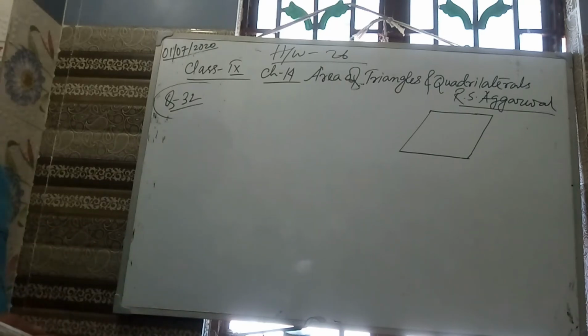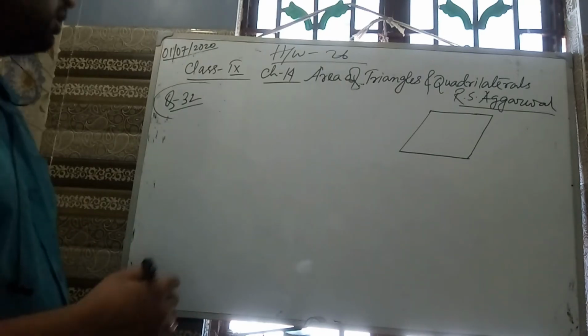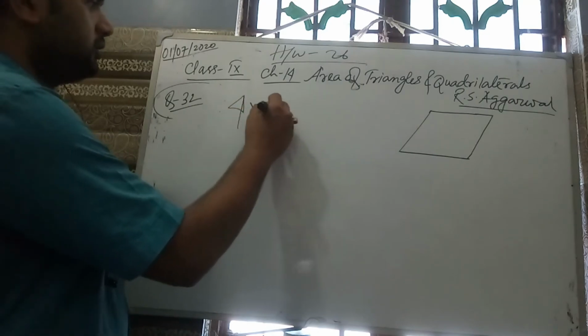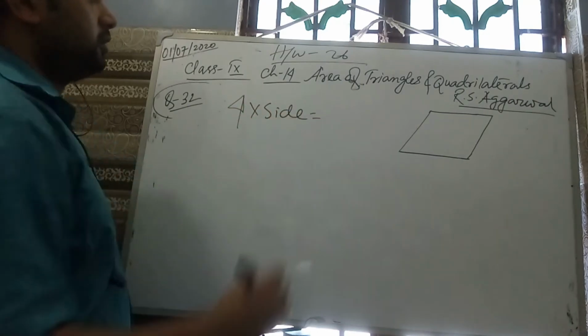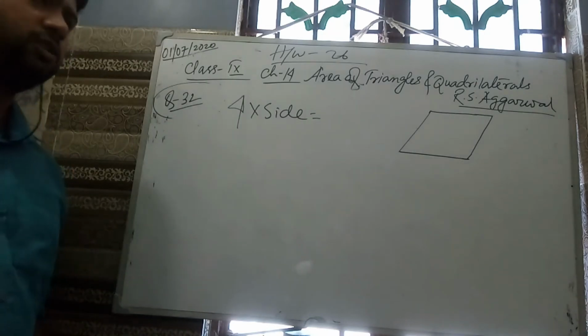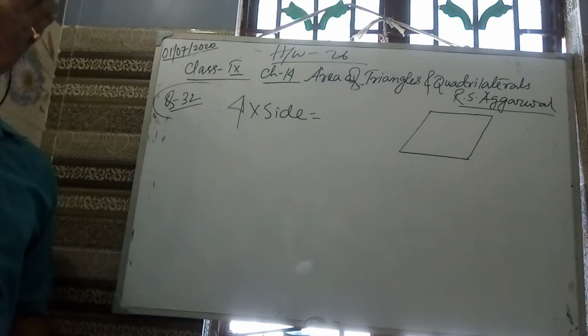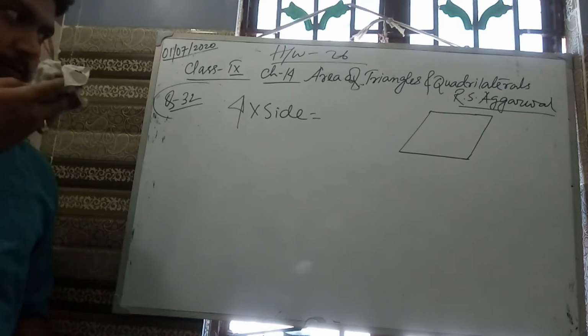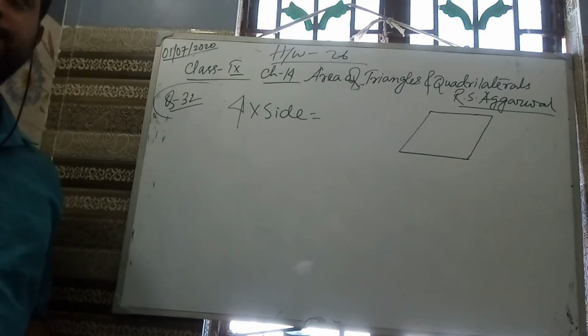Now perimeter of a rhombus, what is the formula? 4 into side, because in a rhombus we have the length of all the sides equal. So perimeter means sum of all the sides, that is 4 into side.